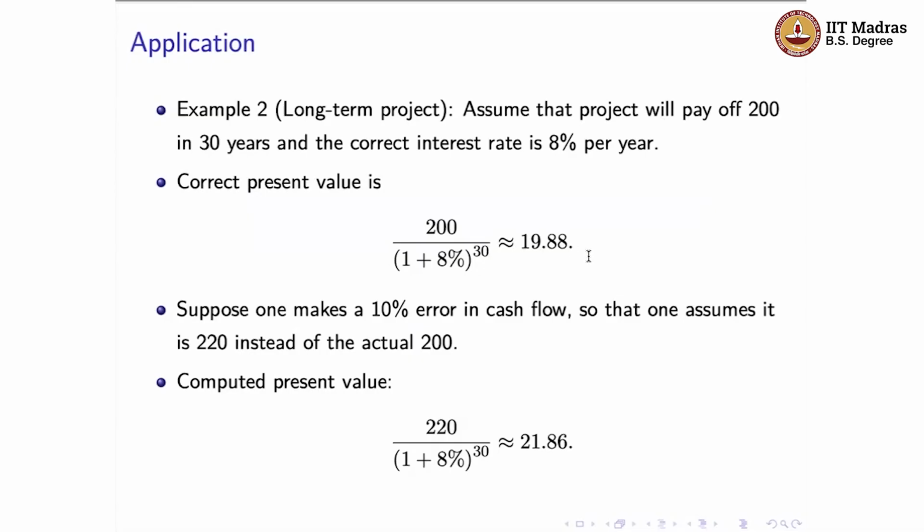And now if you make a 10% error in cash flow, so that instead of 200 you are using 220, you can show that this is going to lead to a computed present value of 21.86. So you can see that the absolute value of the difference is lower, but percentage wise, it's still 10%, right?